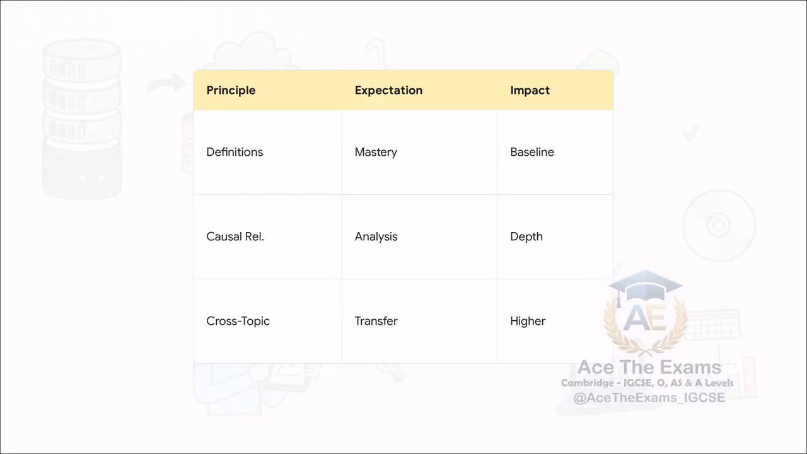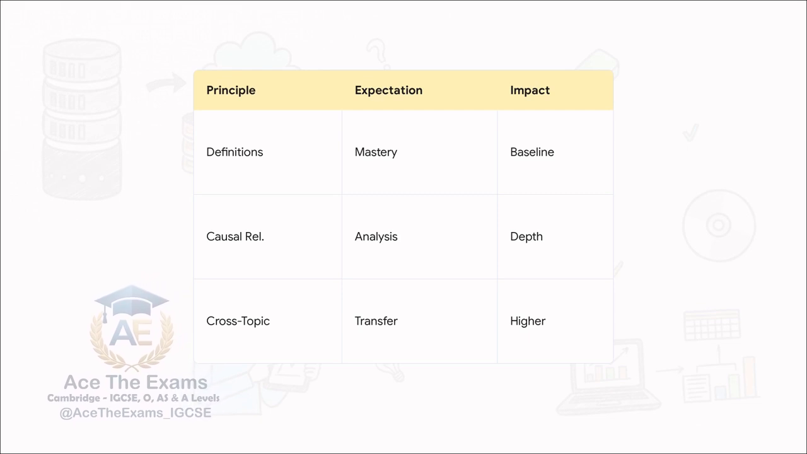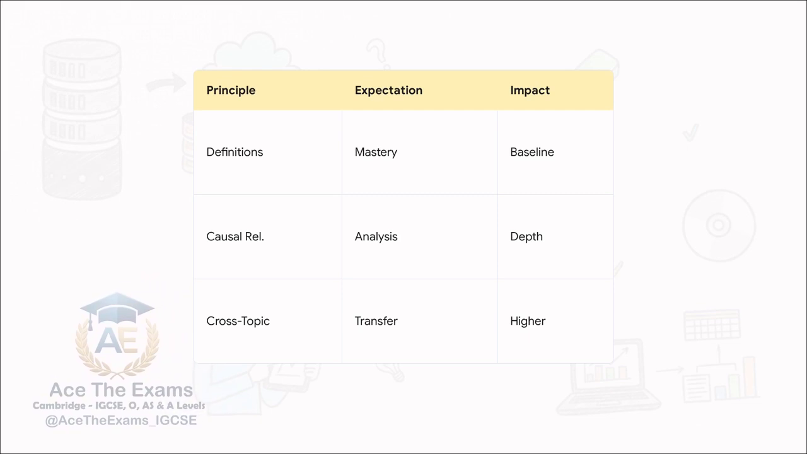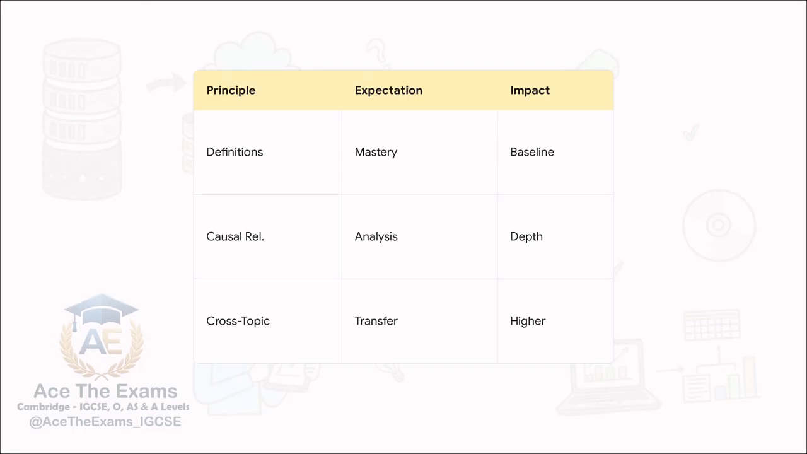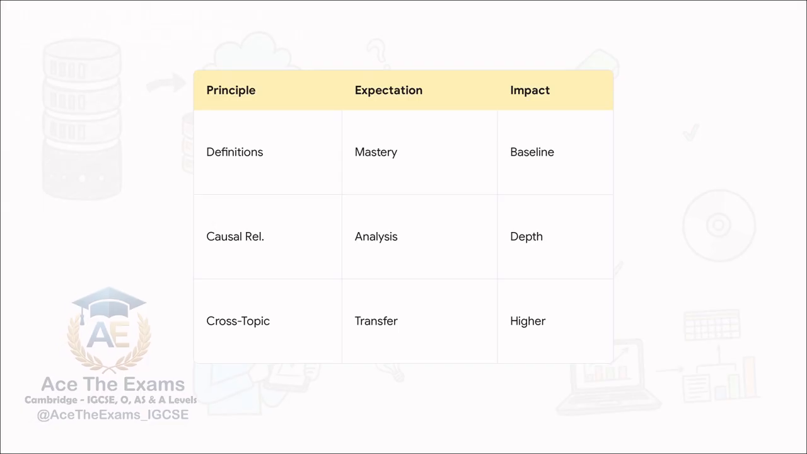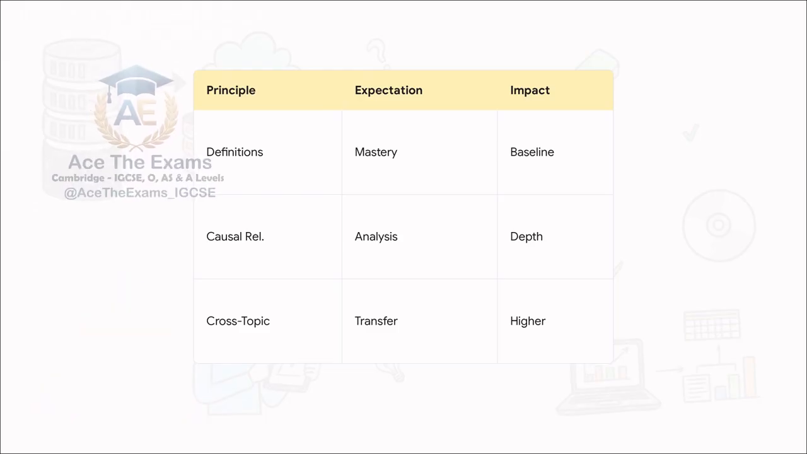But if you move down a level to causal relationships, you start showing systematic analysis. You're explaining why a sensor is used. Now you're achieving analytical depth. You're fighting for a podium finish. Finally, the absolute pole position is cross-topic integration. This is where you demonstrate contextual transfer and achieve significantly higher marks.